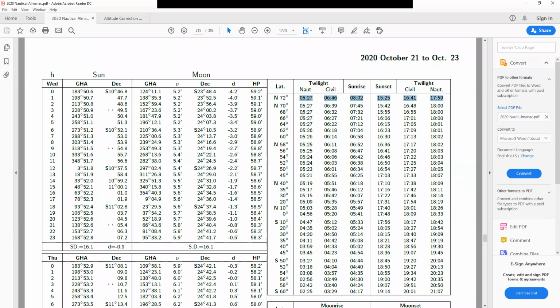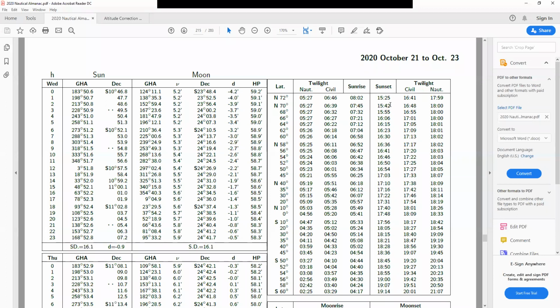So in the morning, on any one of these days, the first thing that's going to happen at 5:27 at this latitude is nautical twilight. Then the next thing at 6:46 will be civil twilight. And then at 08:02 will be sunrise. So it's first nautical twilight, then civil twilight, then sunrise in the morning.